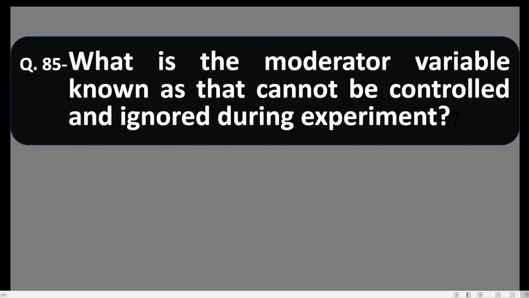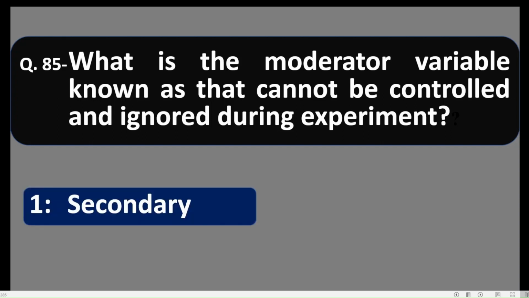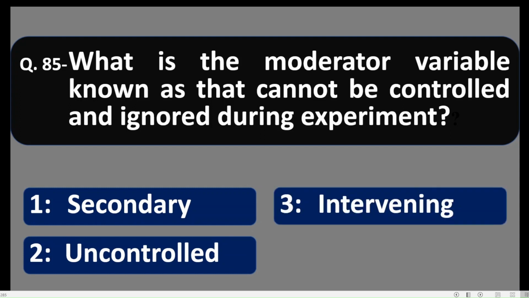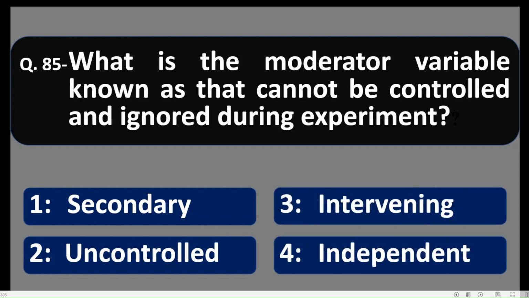But when it is not controlled or it is ignored, then their effect is seen on the cause and effect relationship between independent and dependent variable. Then if this situation is there, what will the moderator variable be called if it is ignored? Let us see: number 1 secondary, number 2 uncontrolled, number 3 intervening, number 4 independent.